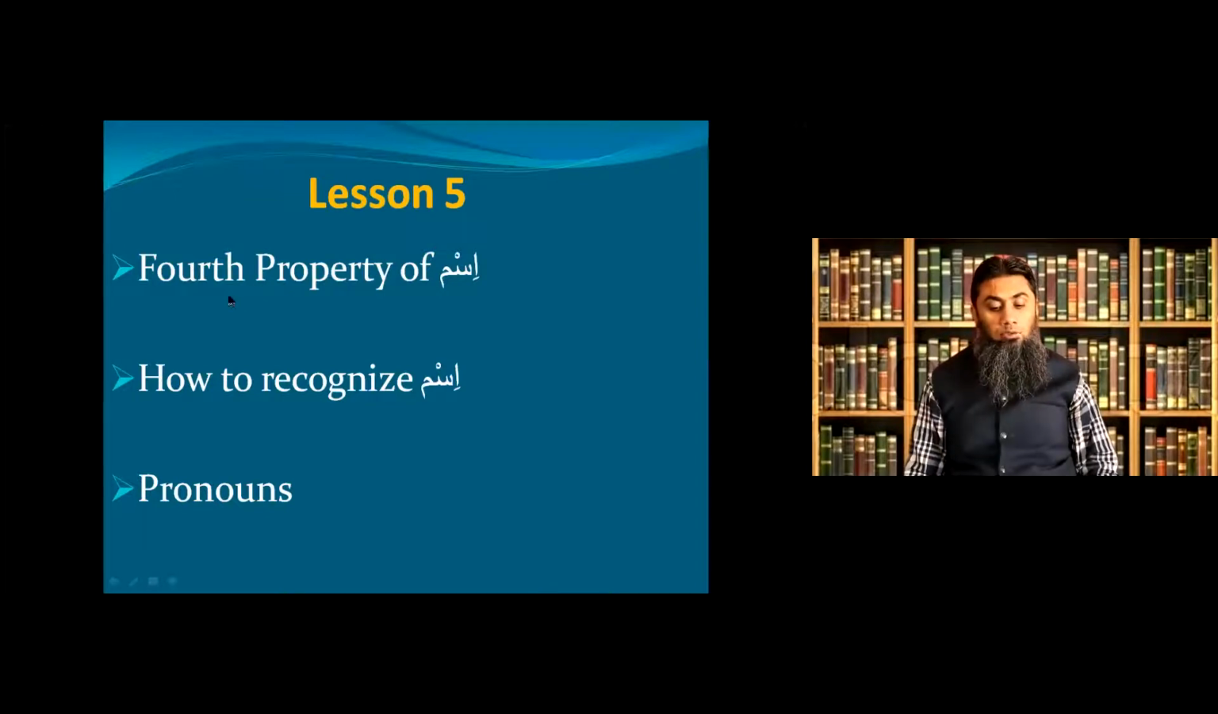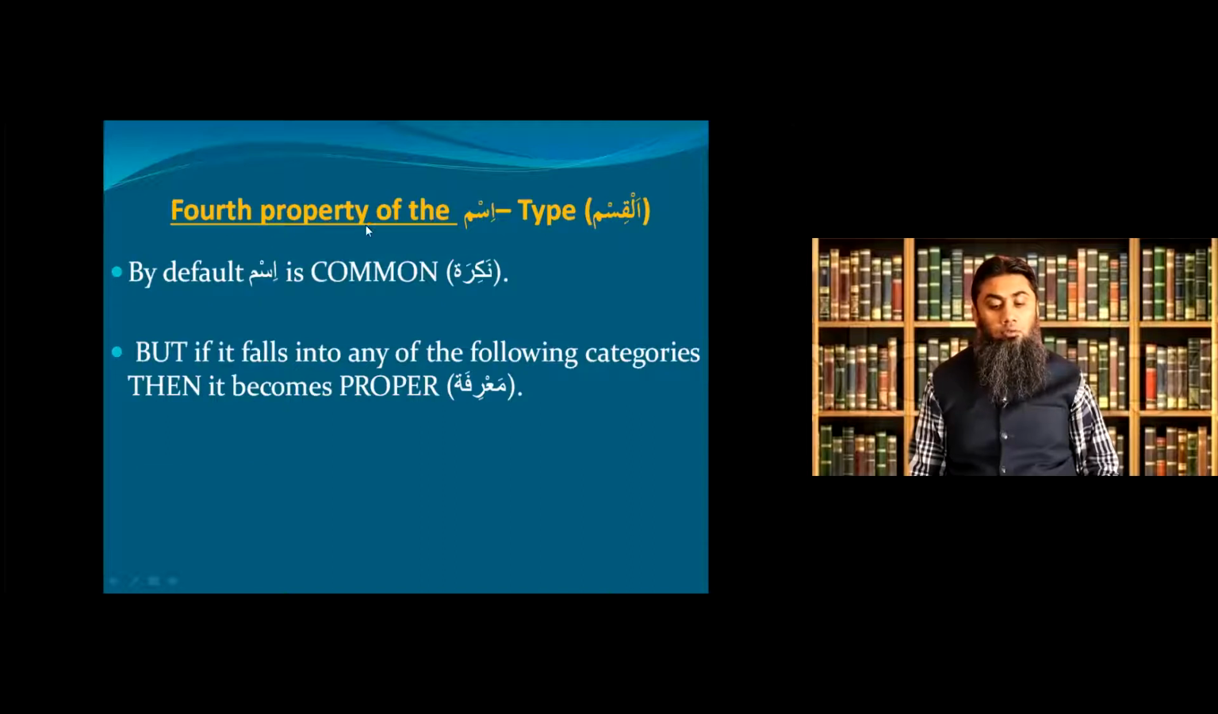Inshallah, today, as you can see on the screen, we'll study the 4th property of ism, and there are two small topics inshallah. One is how to recognize ism just by sight, and the last one is what the pronouns are in the Arabic language. Okay, so let's inshallah begin with the first topic, and that is the 4th property of ism, which is called type or al-qism, or sometimes it's also called wusatun, which means simply is the ism common or is it proper. Okay, let's inshallah begin.